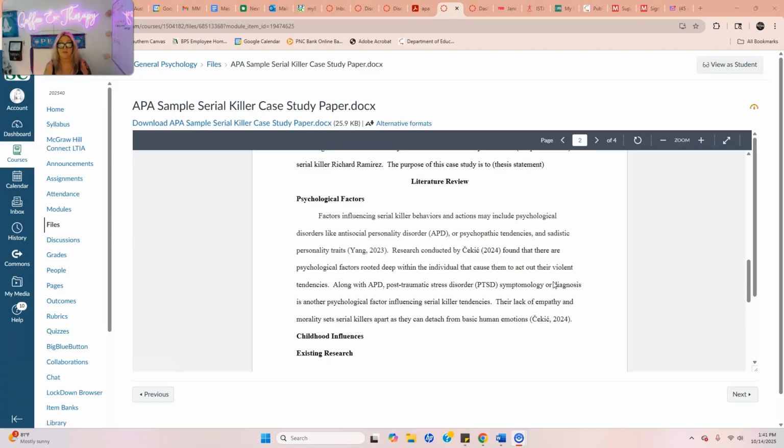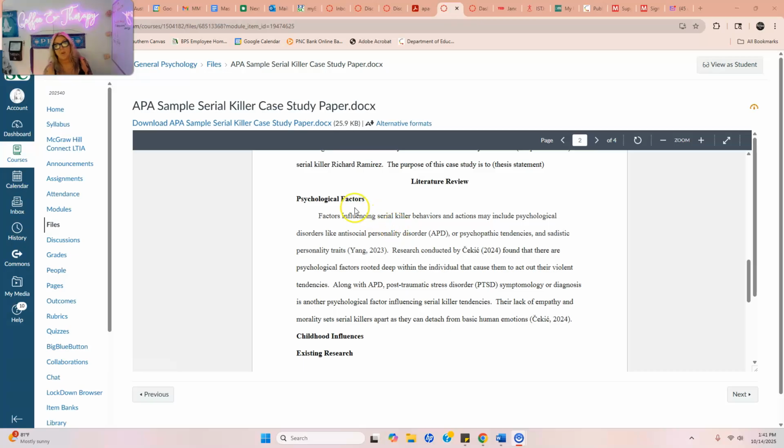Now we get to the literature review. Now, if you look on your paper where it says literature review, this will be centered and bolded. So you see, I did that for you. And now you see psychological factors, childhood influences, existing research. I just set it up for you. Do you have to use these? No, you don't. These are your level 1 headings.